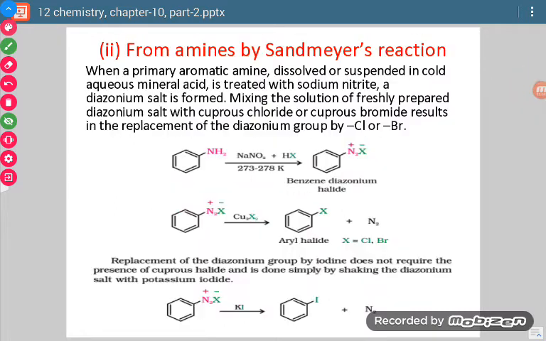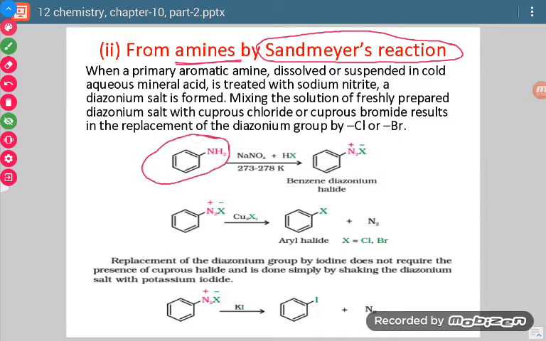oxidizing agent. Okay, so the next method is to prepare by Sandmeyer's reaction. This is a very important reaction, the Sandmeyer reaction, and in this reaction we use amines. Primary amines are used for this reaction. Now what is the reaction? First of all, we take a primary amine, just like aniline. Aniline is treated with a mixture of sodium nitrite and halogen acid.